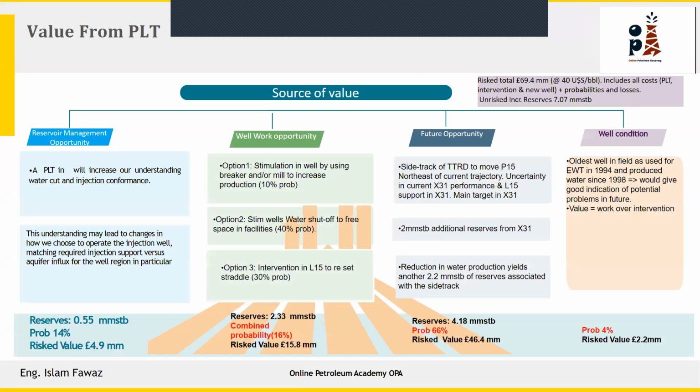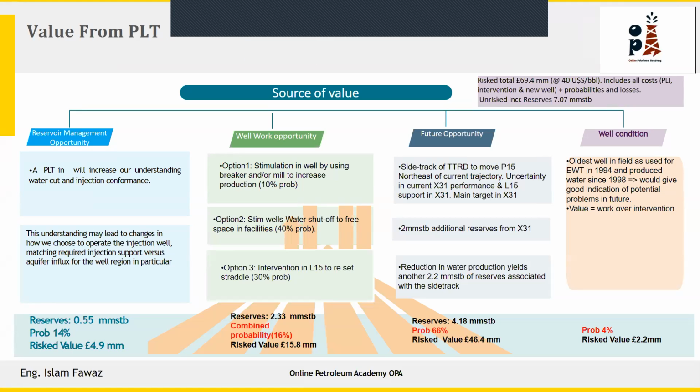This is an example here from the value of information, value from PLT. What is the source of value? We need the ability for reservoir management, for well work opportunity, for future opportunity, for well condition. As a start, we risk total is around $70 million at 400 US dollar per barrel. Include all costs like PLT, intervention, new well, plus probability and losses when we shut in the well, and the unrisked incremental reserves around 7 million stock.